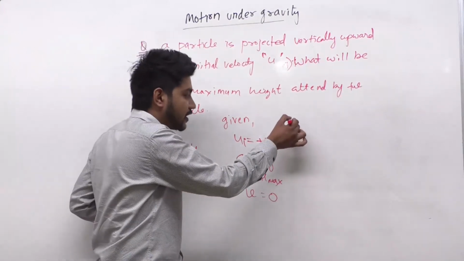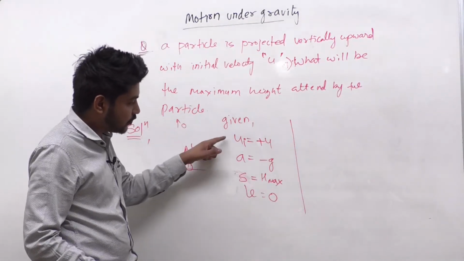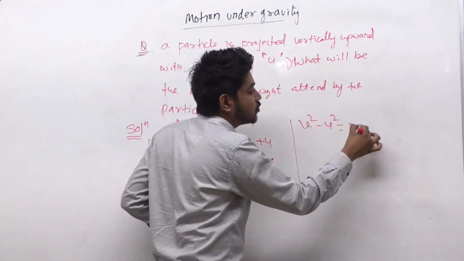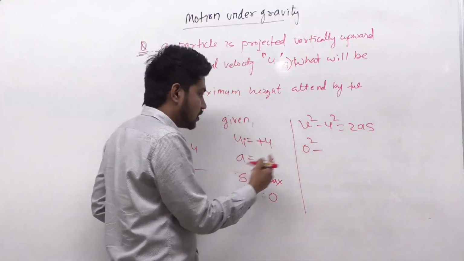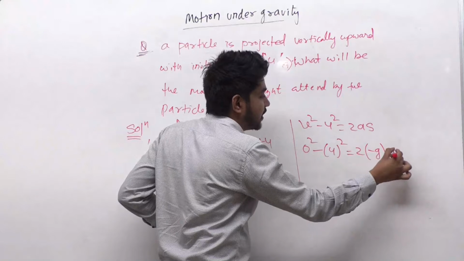So which equation can we use from here? From here we have s, v, u and a. So we can use the equation v square minus u square is equal to 2as. So the final velocity is 0, minus u square, is equal to twice the acceleration, which is minus g, times s.